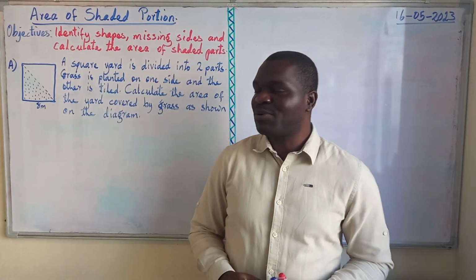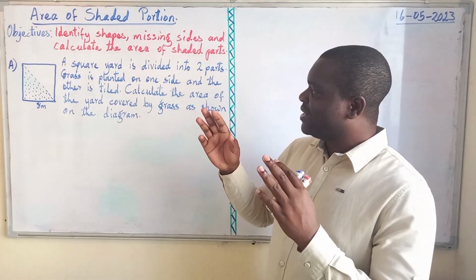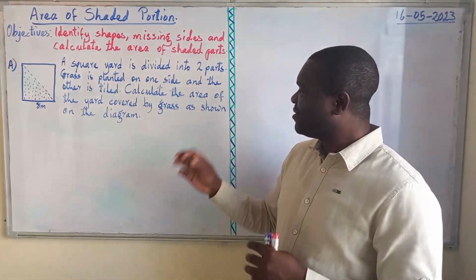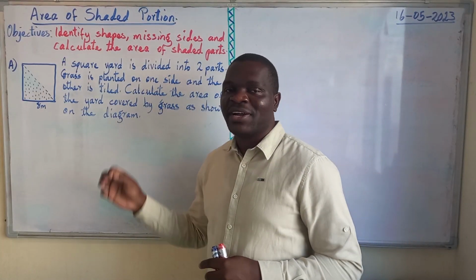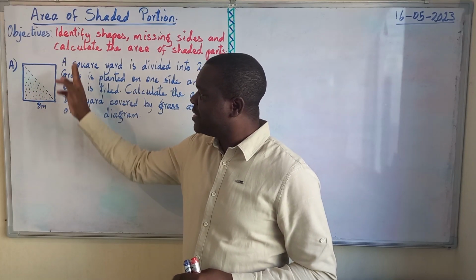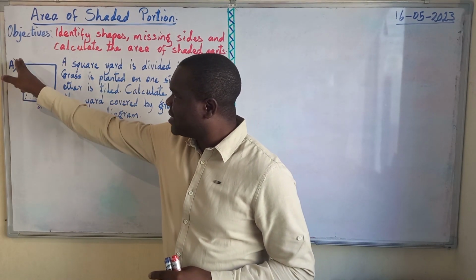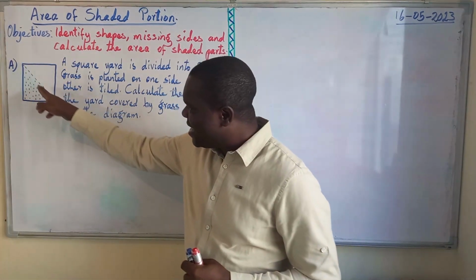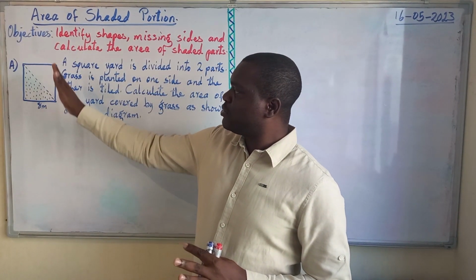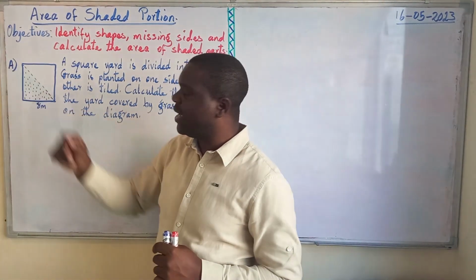In our first example on the board, it says a square yard is divided into two parts. Grass is planted on one side and the other side is tiled. Calculate the area of the yard covered with grass. If you look at this diagram carefully, you'll realize that it is a square and it is divided into two. If this side is 8, then this other side should be 8. And the area inside that is shaded is a triangle. What we are going to do is to go straight and calculate the area of the triangle. But first we need to identify the missing side.